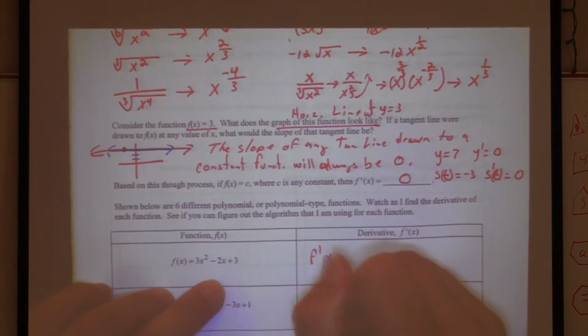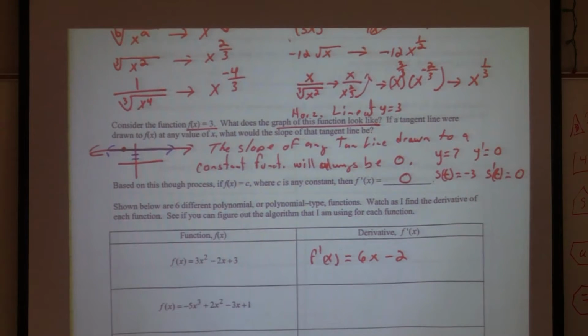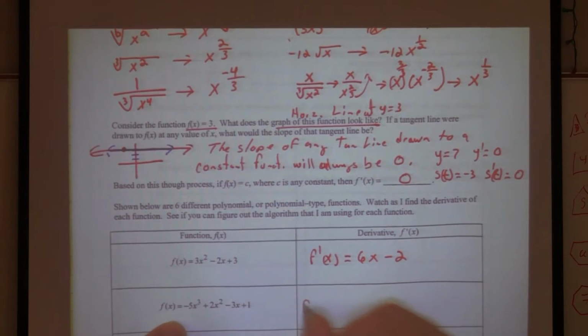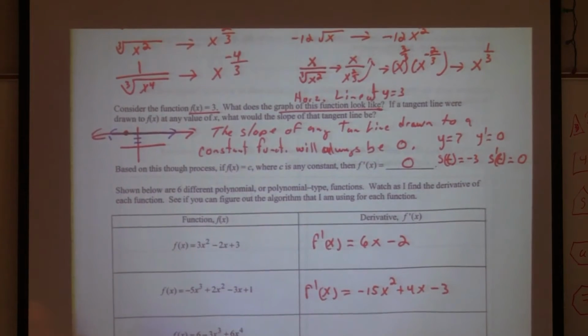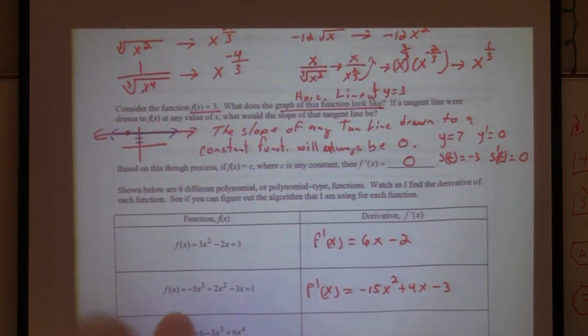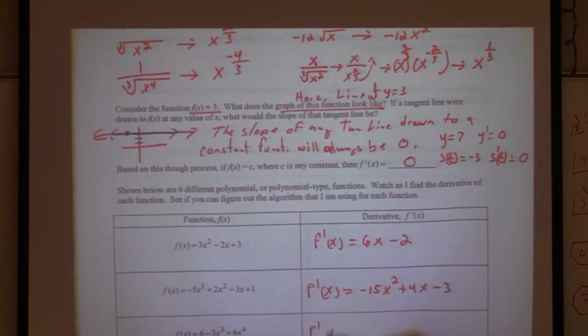My first derivative of this guy is going to be 6x minus 2. Boom, I'm done. I found the slope generator. The next one. Negative 15x squared plus 4x minus 3. Done. Got my slope generator. Go for it. Use your definition of derivative. X plus h to the third plus 2 times x plus h squared minus 3 times x plus h. No? Yes, I got it. You got it?